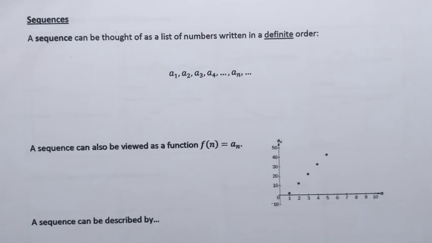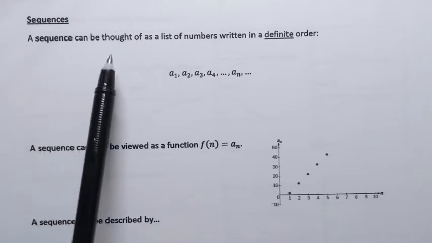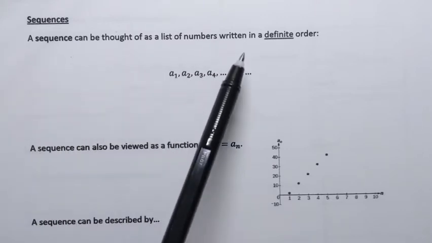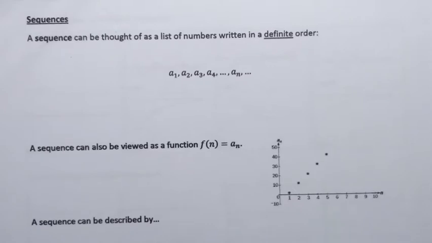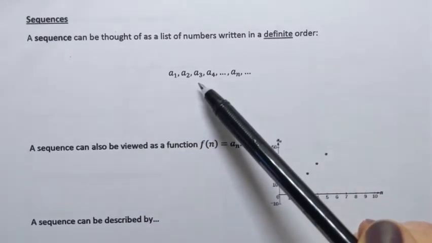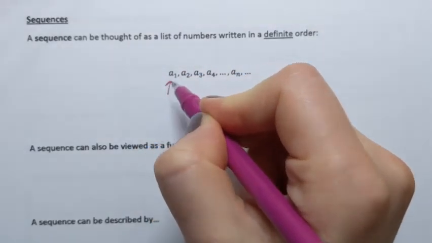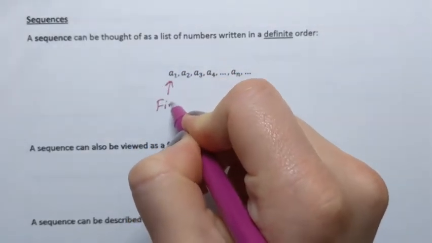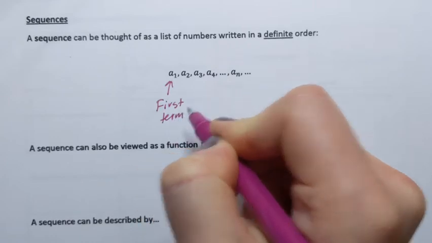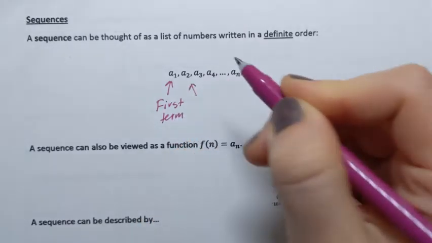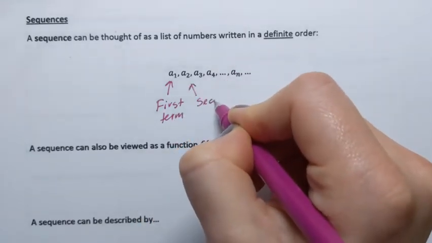This video is a brief introduction to sequences. A sequence can be thought of as a list of numbers written in a definite order. Those numbers we call terms of a sequence, and they're commonly denoted by a1, a2, a3, and so on and so forth, where a1 is the first term, a2 is the second term, and so on and so forth.